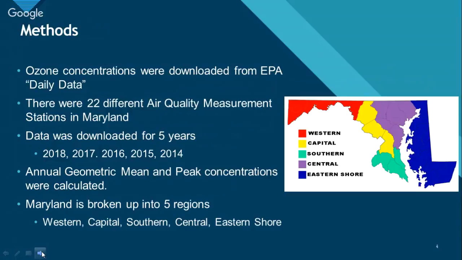Another thing I did was look at the distribution of the air quality stations throughout the state. It's important to note that Maryland is broken up into 5 regions. You have Western Maryland, on the western side of the state. You have the capital region, which includes the areas around Washington, D.C., and then goes north. Then you have southern Maryland, and central Maryland, which includes Baltimore City and Baltimore County. And then you have the Eastern Shore, which includes all of the counties east of the Chesapeake Bay.